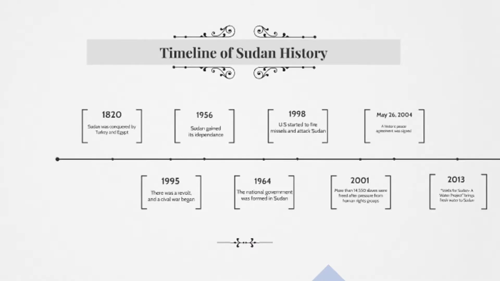Okay, this is a super brief timeline of Sudanese history. In 1820, I'm sorry, it's not very good quality here, but I'll see if I can read it out for you. In 1820, Sudan was conquered by Turkey and Egypt. That should say 1955, not 1995, down here. That is a mistake. That should be a 5. There was a revolt, civil war began. Sudan gained its independence in 1956. National government was formed in 1964.